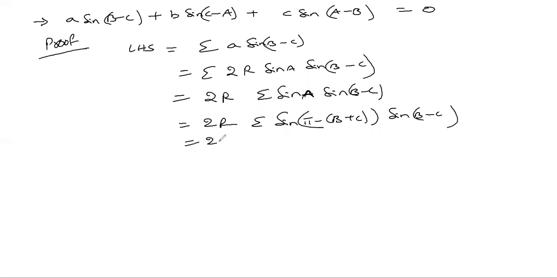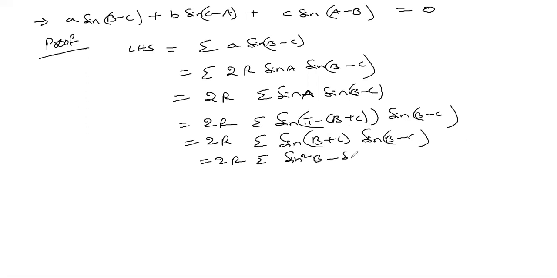Now you can write this as 2R times sigma sine(180 minus theta), which is sine theta, into sine(B minus C). So it is 2R times sigma. What is the formula for this? This is nothing but sine square B minus sine square C. That is the formula. Already we have applied it in the previous problem also. That you need to understand.